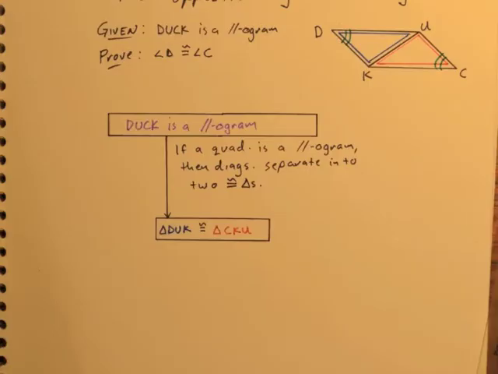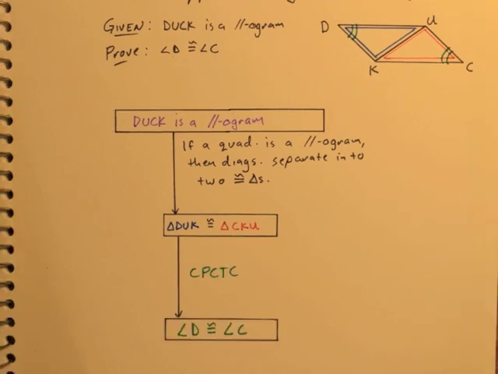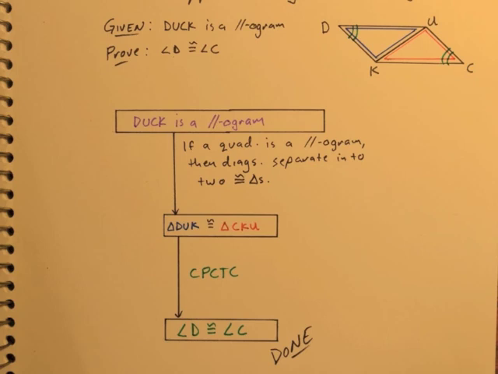So we know we've got a parallelogram, and that previous theorem states that the two triangles created by the diagonal are congruent. Therefore, if the two triangles are congruent, all of the corresponding parts of their triangles are congruent as well. So it's a pretty quick proof using the previous theorem.